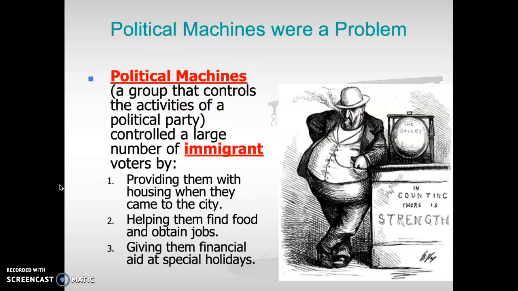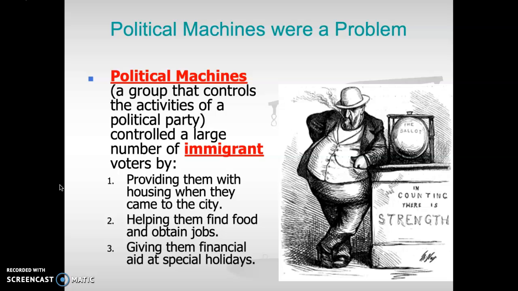Political machines are a problem. We talked a lot about this before. But if you don't remember, a political machine is a group that controls the activities of a political party, controlled by a large number of immigrant voters. And these political machines help provide the immigrants with housing when they come to the city. They help them find food and obtain jobs. They gave them special financial aid at holidays. They helped them survive. But in return, they got their votes.